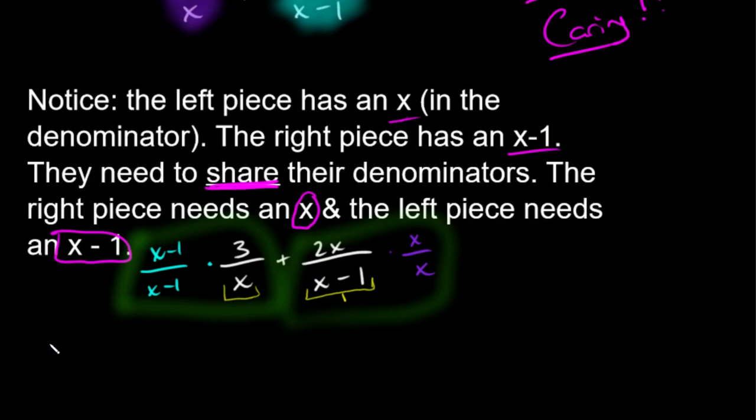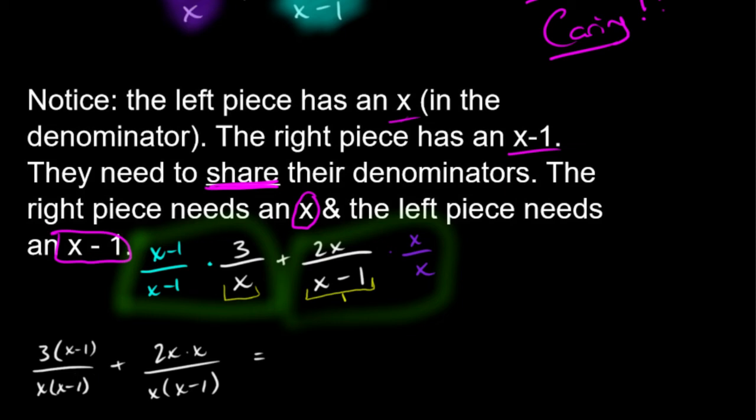And so you get 3 times x minus 1, and the denominator is x times x minus 1. Don't simplify the denominators. You never want to do that. Plus 2x times x, which I'll simplify in a minute, over x times x minus 1. And now you might be thinking to yourself, man, this is looking so complicated. But remember the concept. You are just trying to multiply by forms of 1 that get you to share your denominators.